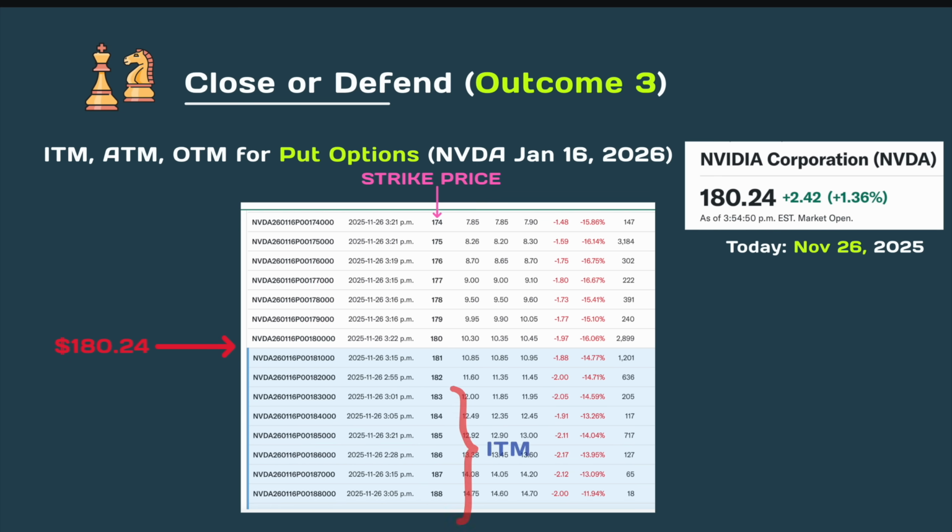Let me first start off with the ones that are in the money. Why are they in the money? Well, that's because the stock price is lower than the strike price.